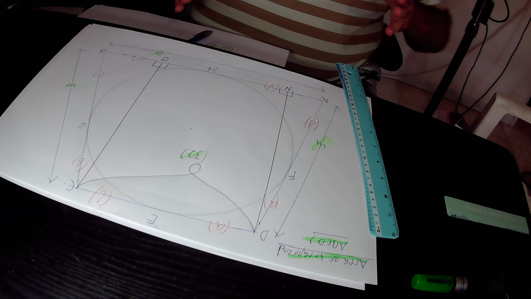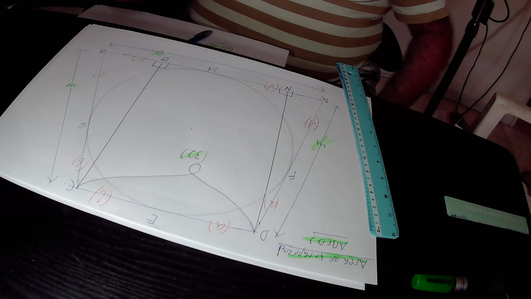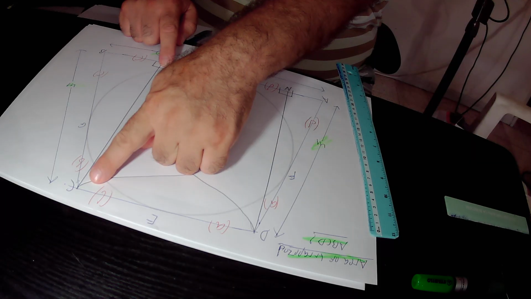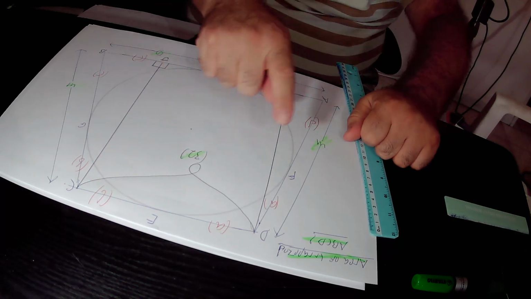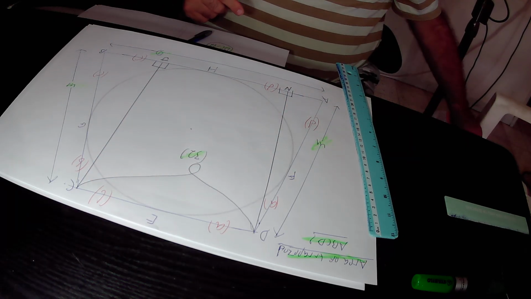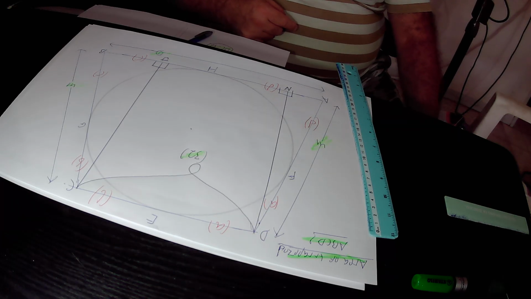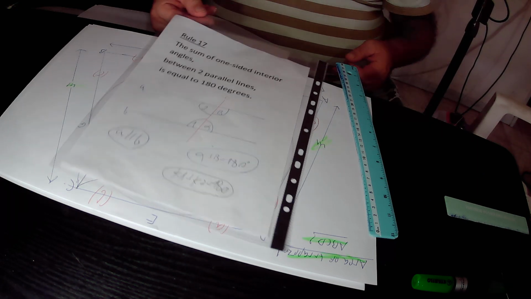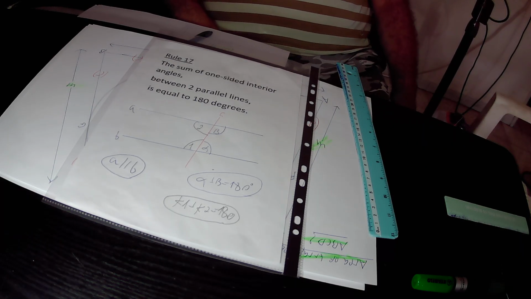First of all, we know that in trapezoid ABCD, side DC is parallel to the opposite side AB. Those two angles are both defined as one-sided interior angles, and are located between the parallel lines DC and AB. And according to Rule 17, the sum of one-sided interior angles that are located between parallel lines is equal to 180 degrees. So please click on Rule 17.